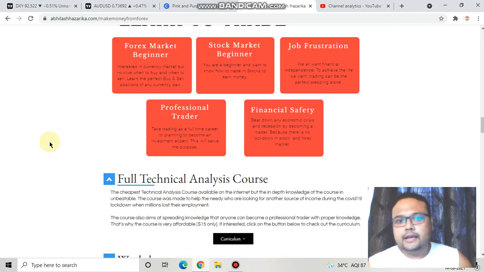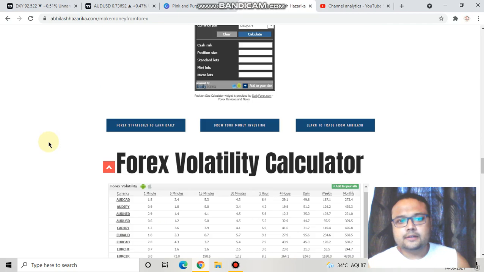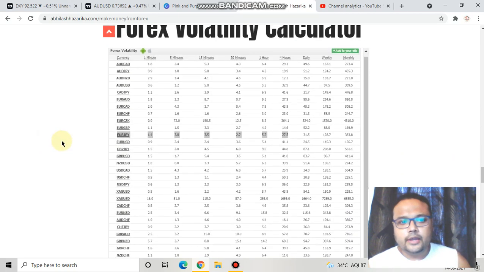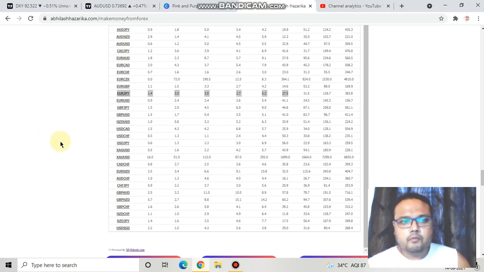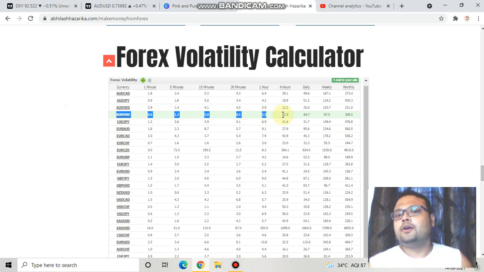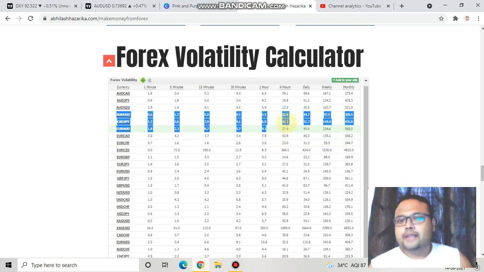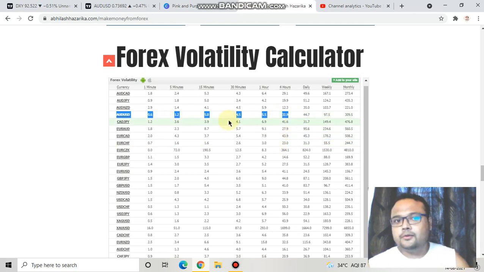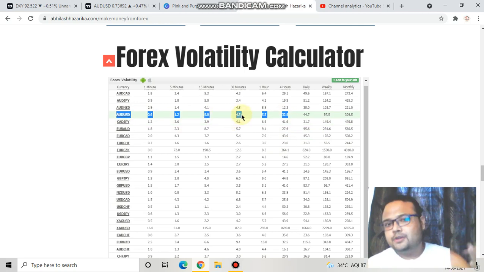If we go to the Forex volatility calculator here, this is the AUD USD. This volatility calculator is very helpful to find out how much movement or profit you can expect. For example, in this present scenario, you can expect a movement of 5 pips on 15 minutes. You can expect a movement of 4.5 pips on 30 minutes.